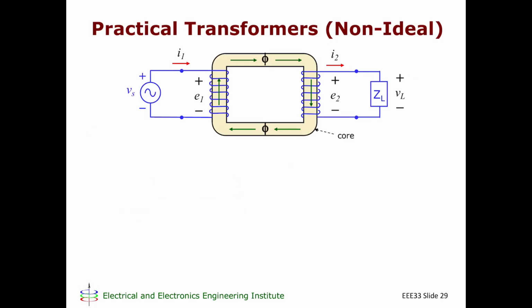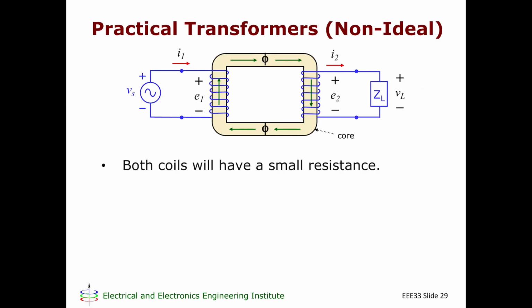So far, we've been talking about ideal transformers. What are the characteristics of a practical transformer? So this is now non-ideal. So we go back to the basic two-winding transformer, which we already discussed.